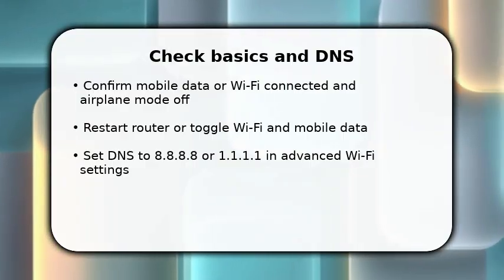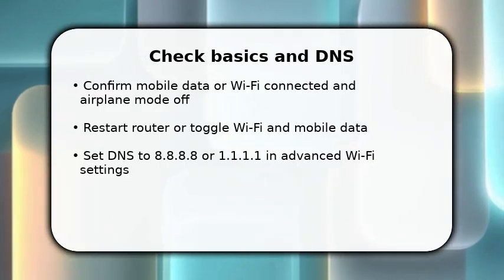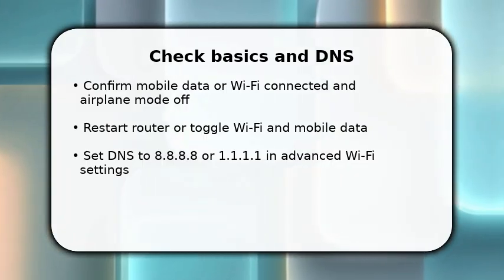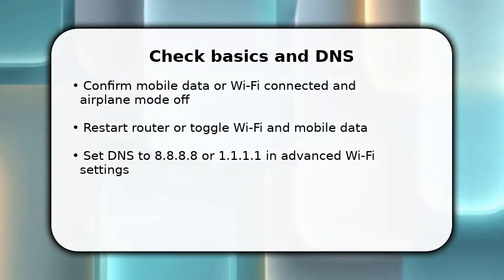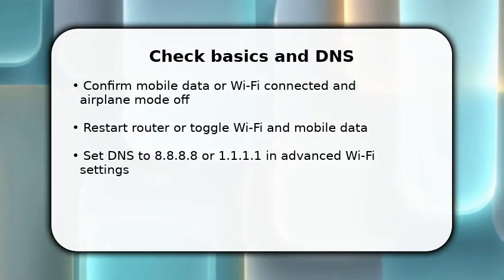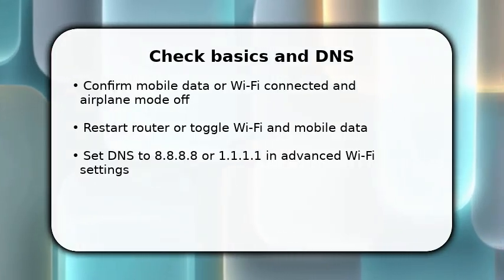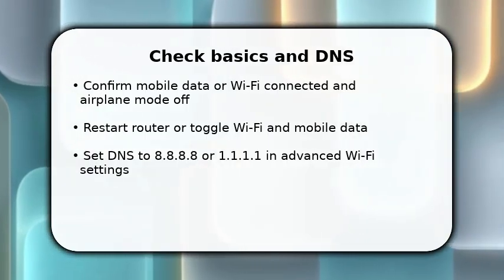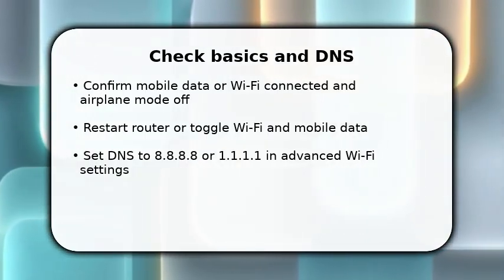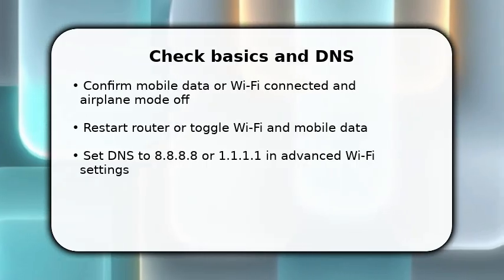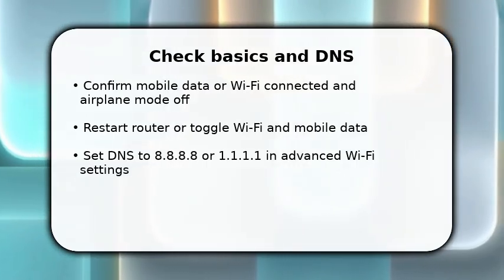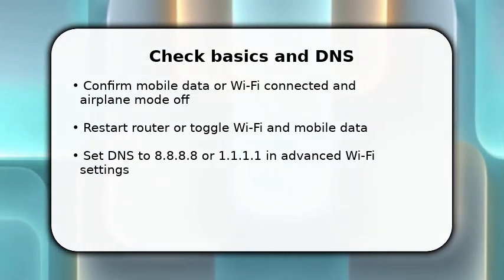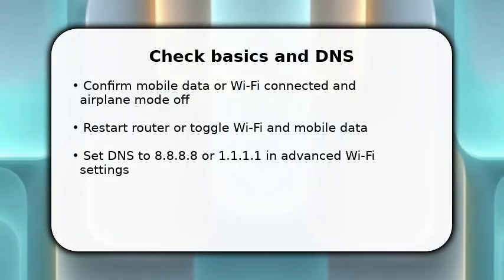You start by verifying the essentials. Make sure your phone is connected and airplane mode is off, then restart the Wi-Fi or toggle mobile data. Once done, long press the problematic network, choose advanced options, and change DNS to 8.8.8.8 or 1.1.1.1 so your phone queries reliable name servers. You do this because the error means the device cannot resolve domain names. Swapping DNS often fixes resolution problems quickly and isolates network versus device issues.